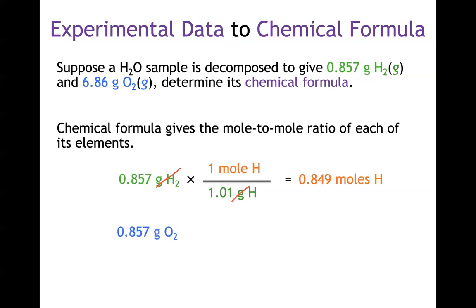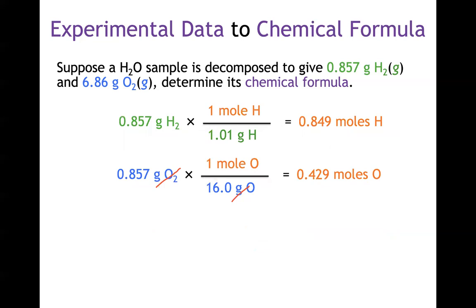And we do the same for oxygen. We have 0.8757 grams of oxygen. And if we take a look at it, it's 1 mole per 16 grams of oxygen. And hydrogen and oxygen are both diatomic molecules, right? Okay, 0.429 moles of oxygen.